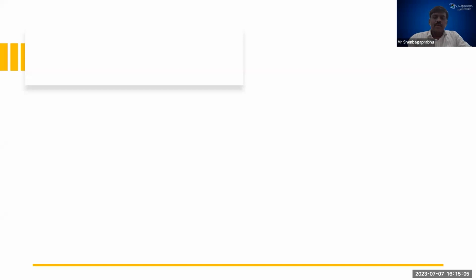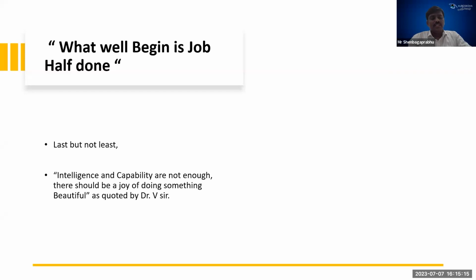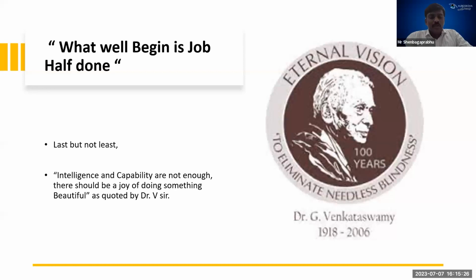Setting up a biometry equipment is the first step for everything. When we do everything perfectly, then the process for the next job will be half done. And last but not least, intelligence and capability are not enough. There should be a joy of doing something beautiful, as quoted by Dr. V. Sir. So I welcome you all to the journey of eliminating needless blindness. Thank you once again.